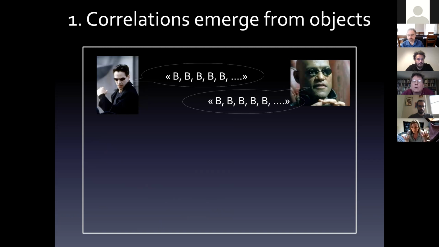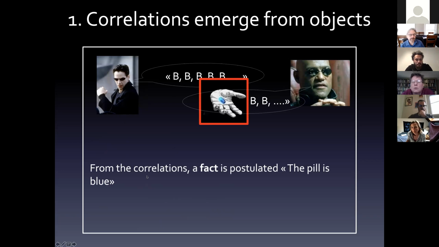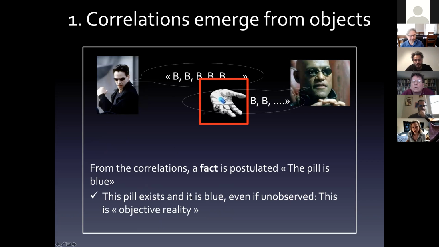That's a possibility. So what do people do? Again, they compare their respective perceptions, they see that there are correlations, and they explain these correlations by postulating a fact, the fact that the pill is blue. Doing so, this is a very strong act, that's a postulate. They postulate that the pill exists and that it is blue, and that would be so even if no one is observing it. So that's objective reality.